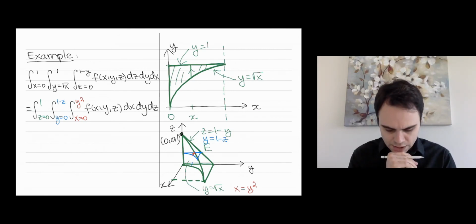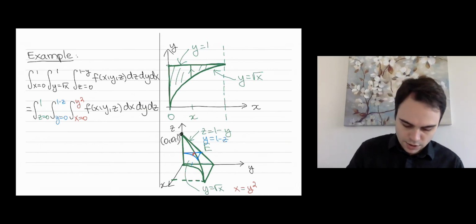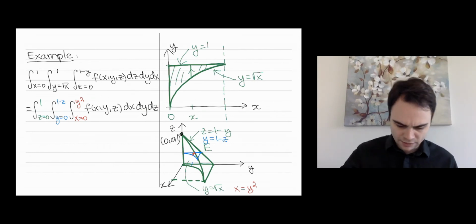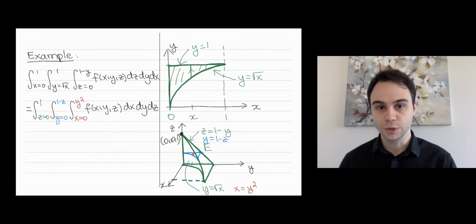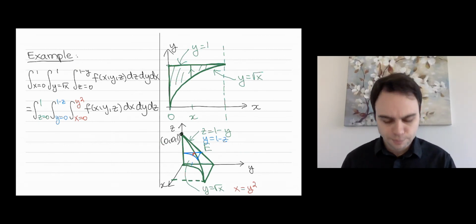So please, when you change the order of coordinates, just do it using the reliable method, which is going through the picture, building the picture. This is difficult, but it's worthwhile. It's the best way to do it.